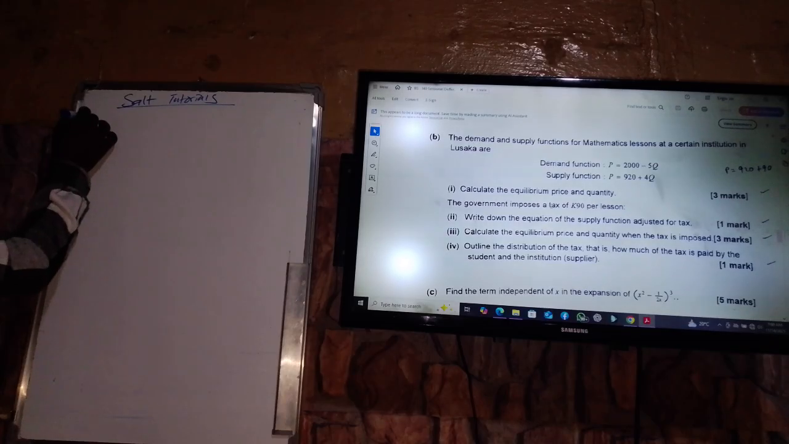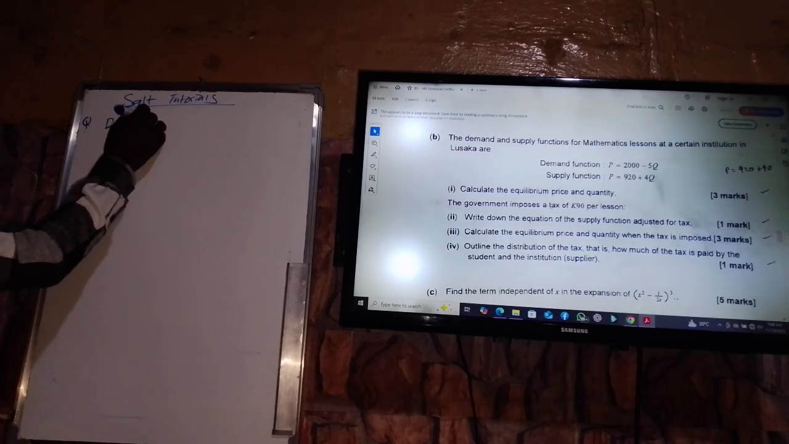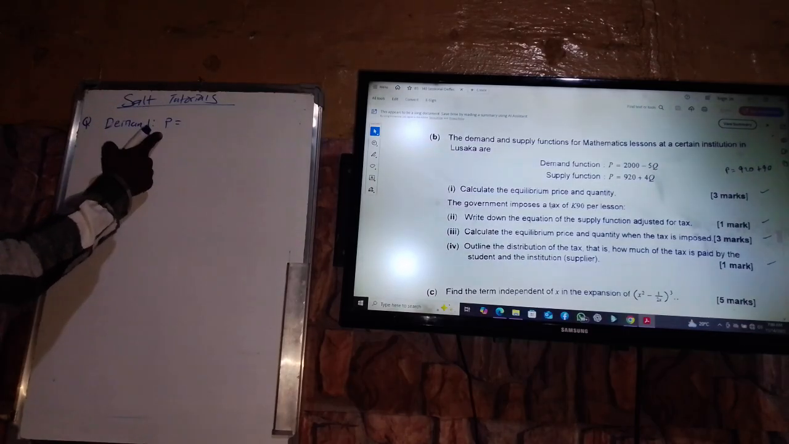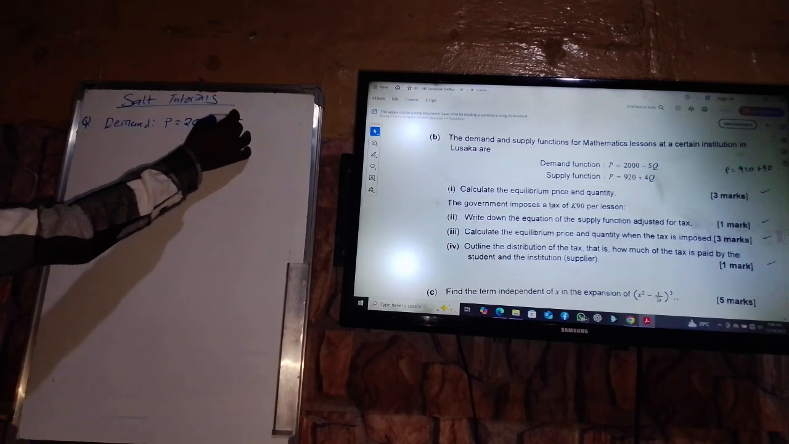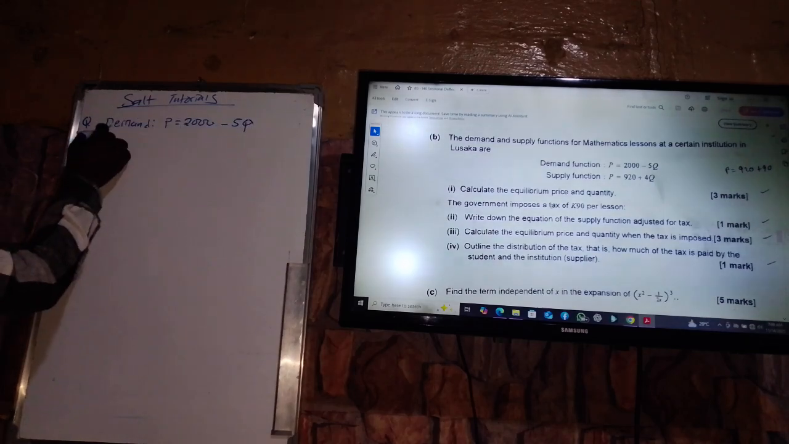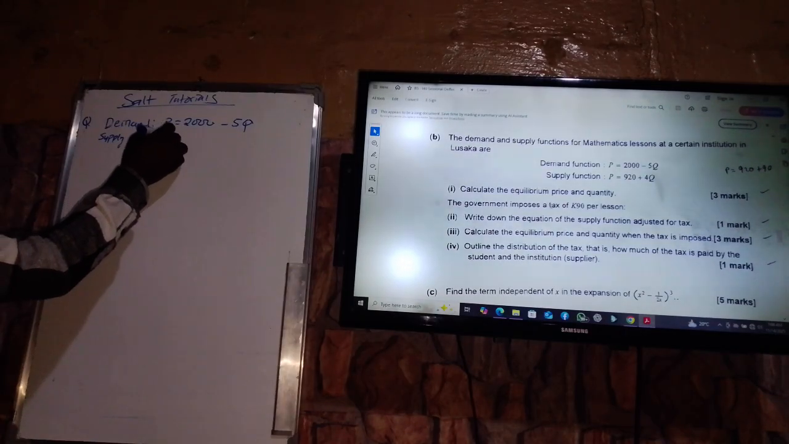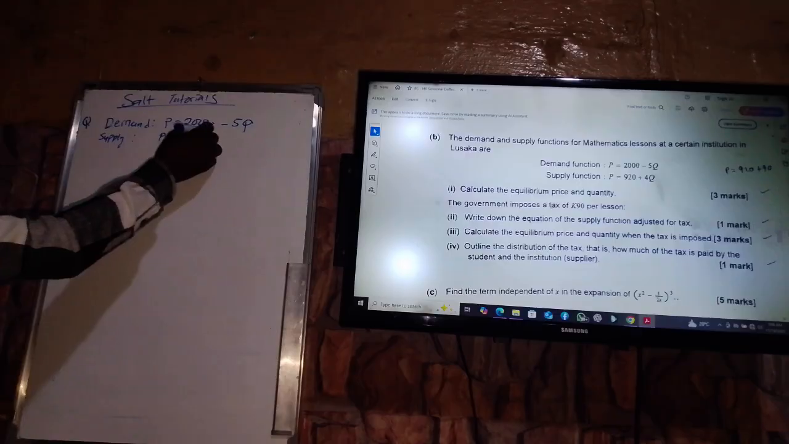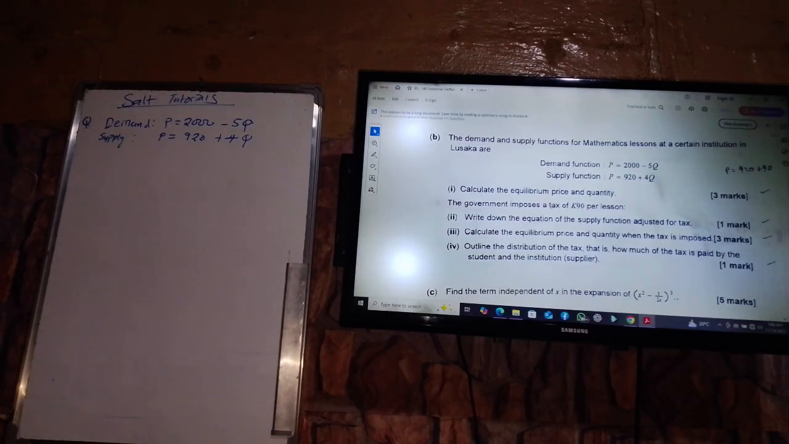So we have the demand, which is given by P, as usual our price, equals 2000 minus 5Q. And then we have the supply, which is given by P equals 920 plus 4Q. Sometimes they can simply say that the demand and the supply functions are given as follows. They don't even state which one is the demand and which one is the supply.